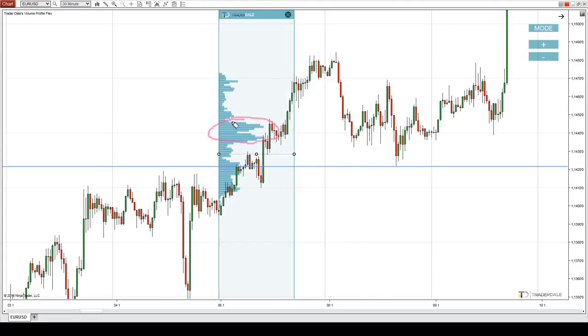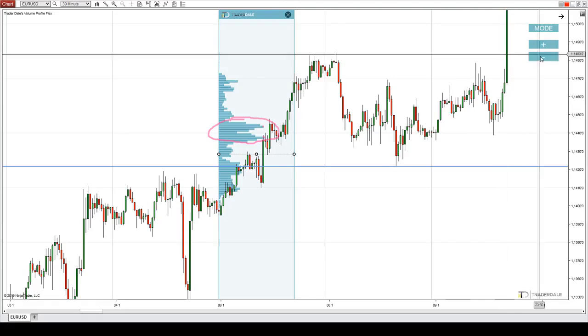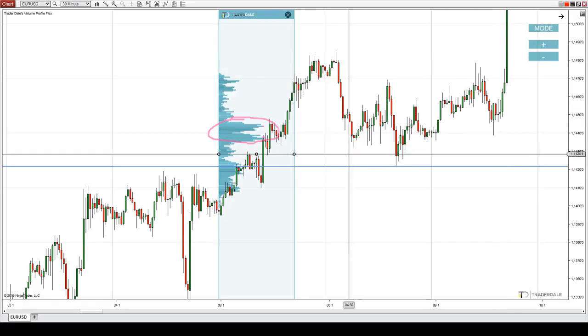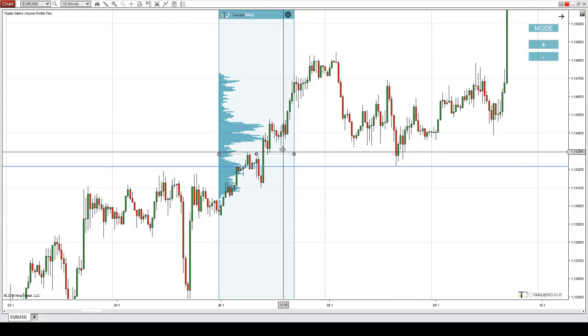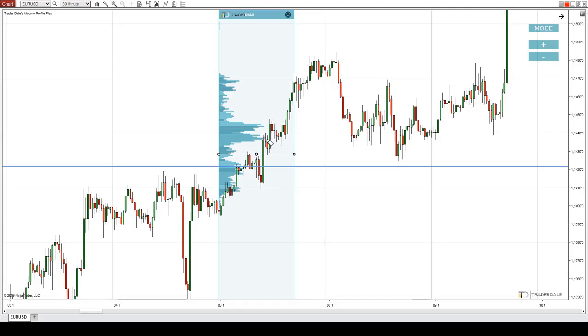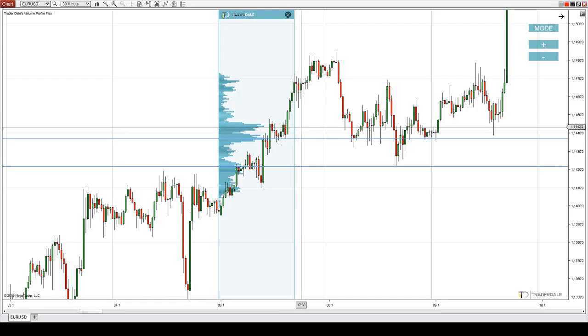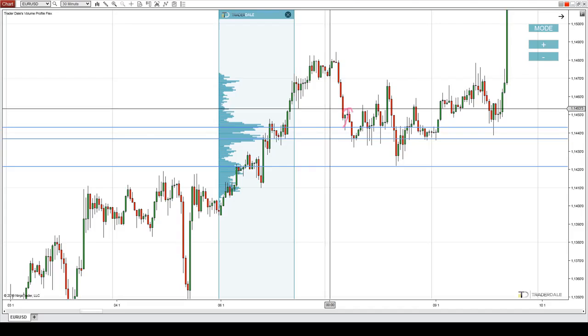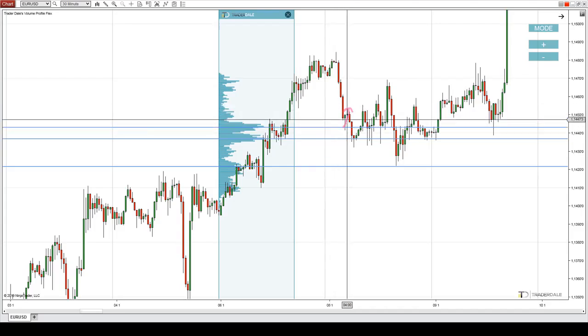there was this volume cluster. It's not really clear which volume was higher, so maybe if we zoom the profile a bit, it will be clearer. Alright, so it seems that this volume cluster is stronger. This is the reaction to the level. By the way, it seems that there was also a reaction to the higher volume cluster. This reaction. Let me check if it was a 10 pip reaction. Yeah, it was. Exactly a 10 pip reaction.